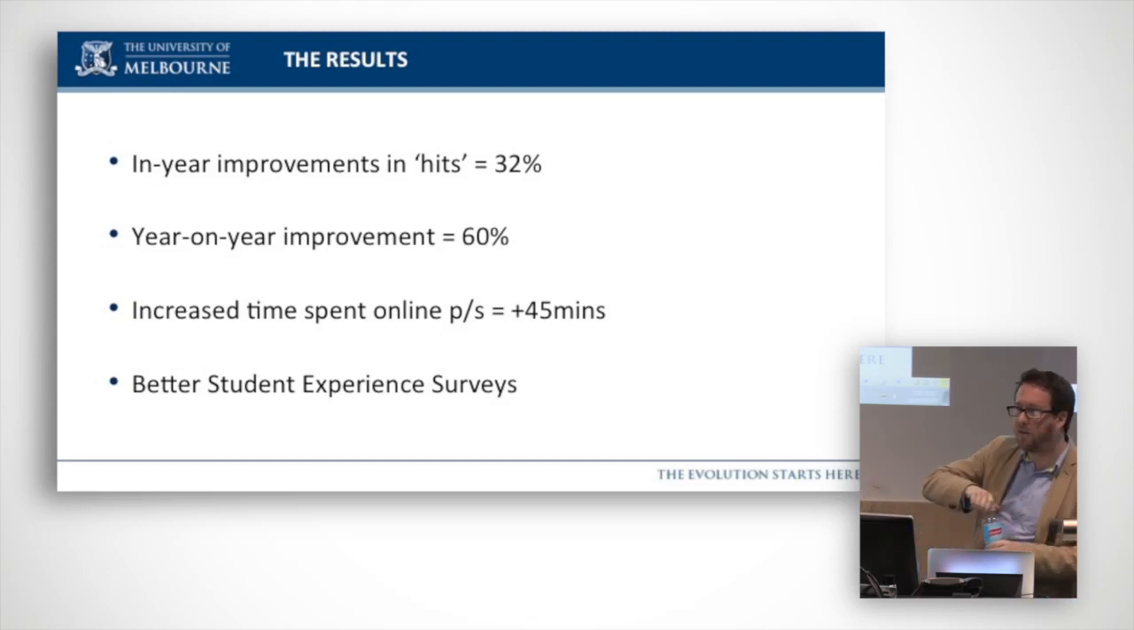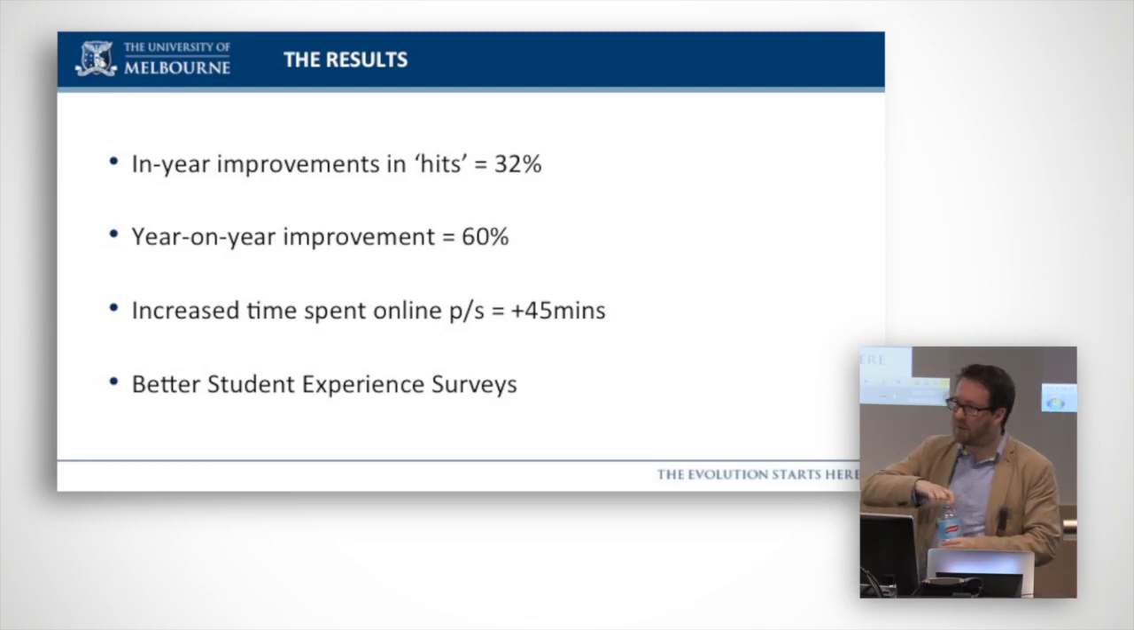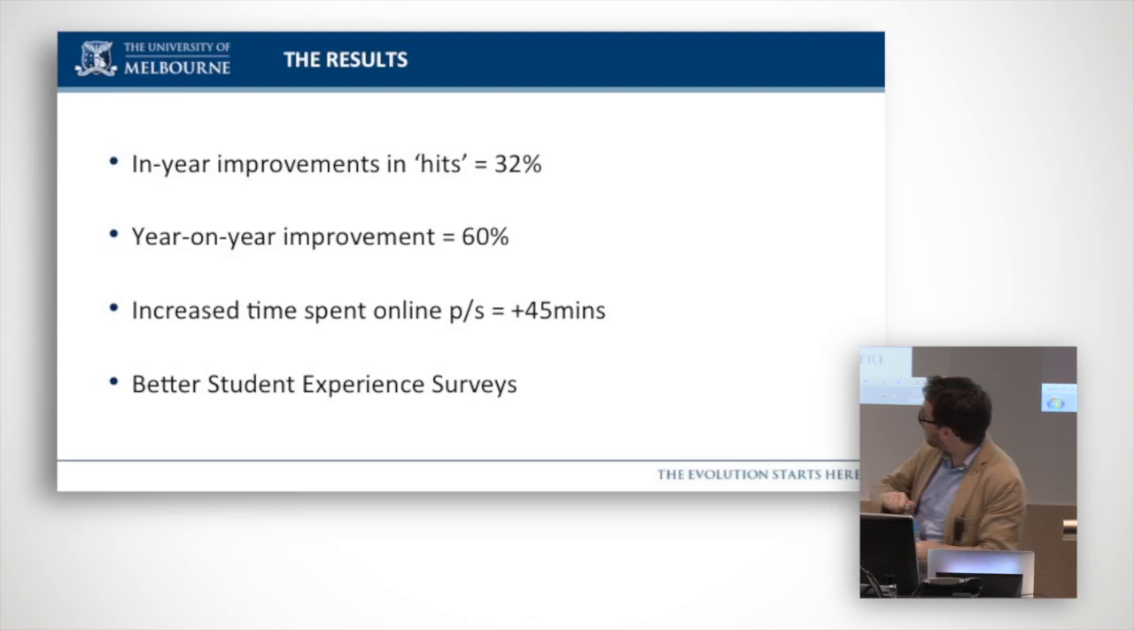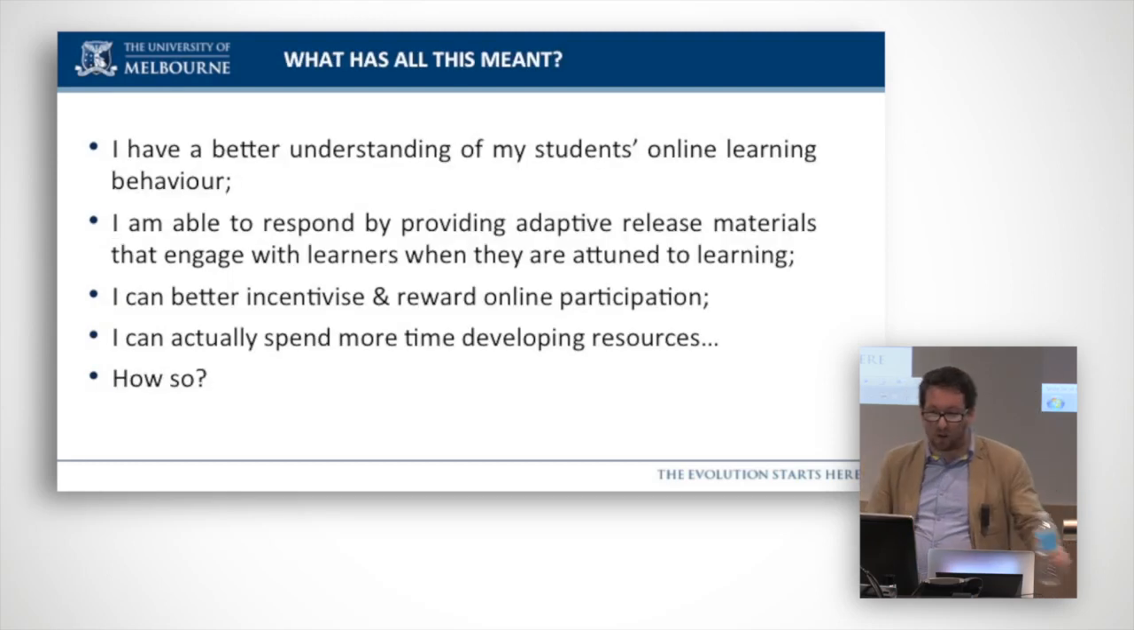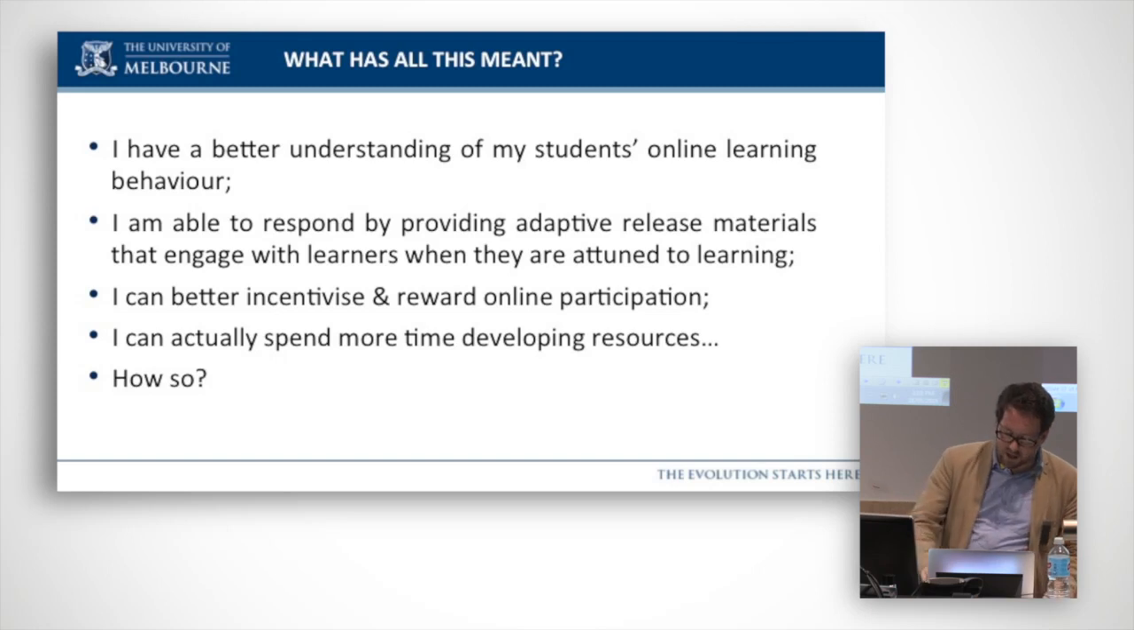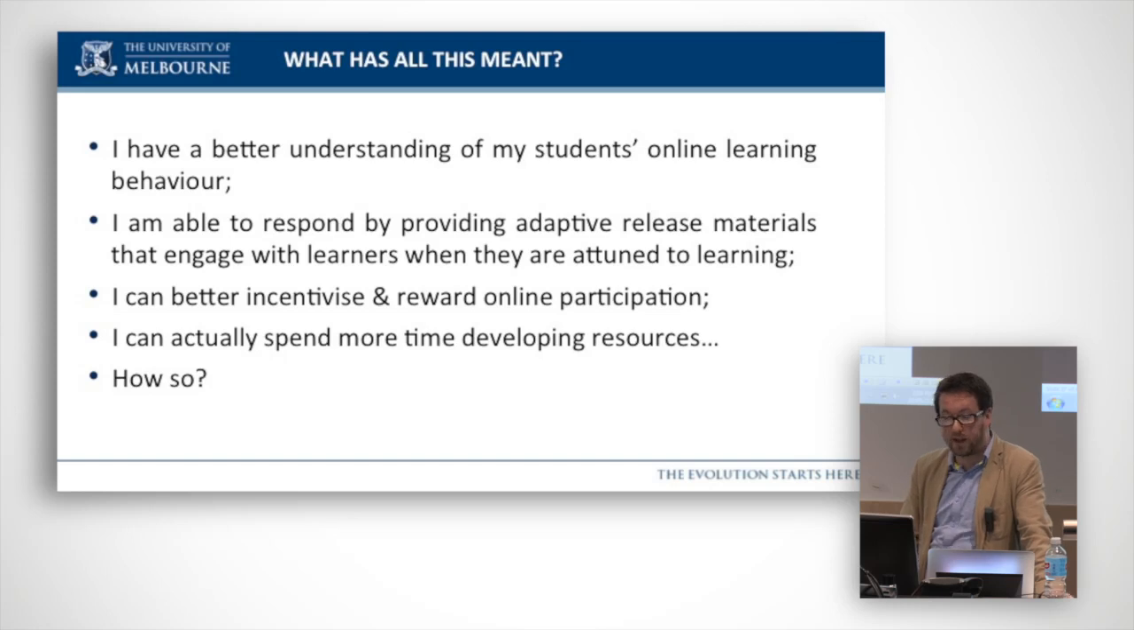Those things that we have in our annual PDF when we're going for promotion or we're going for our increment or whatever, student experience surveys. I know that they're not necessarily the most popular things, but they are there. Okay. What has all this meant? I think I have a better understanding of my students' online learning behaviour, and I think that I'm able to respond by providing adaptive release materials that engage with learners when they are attuned to learning.